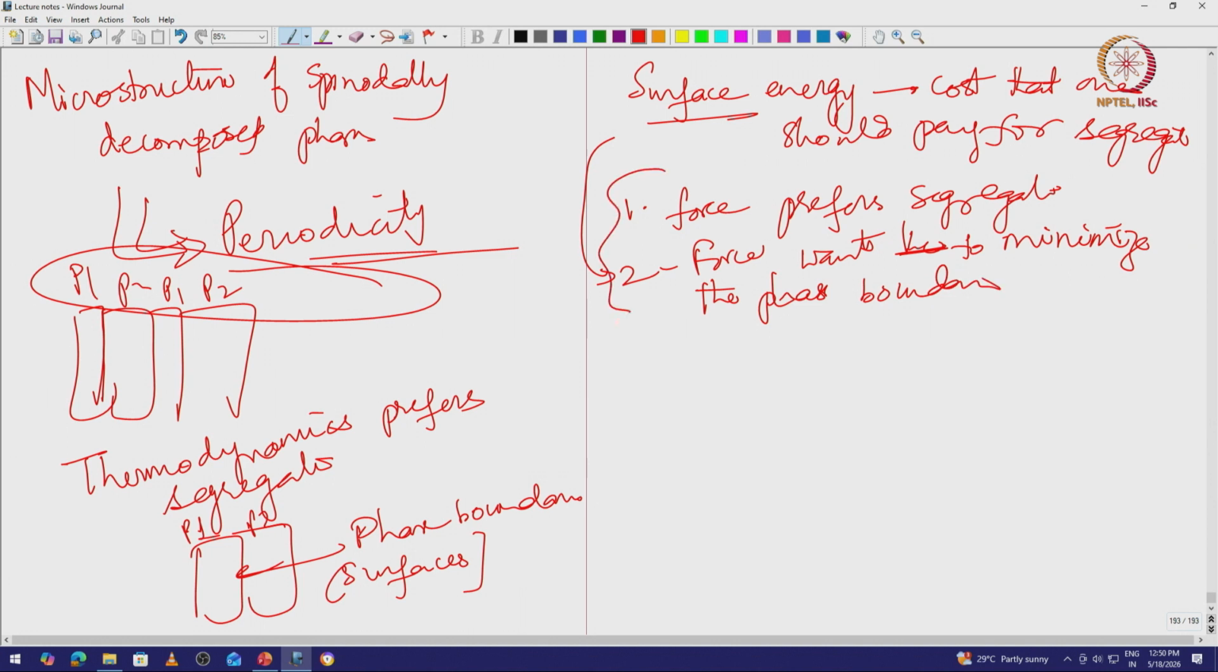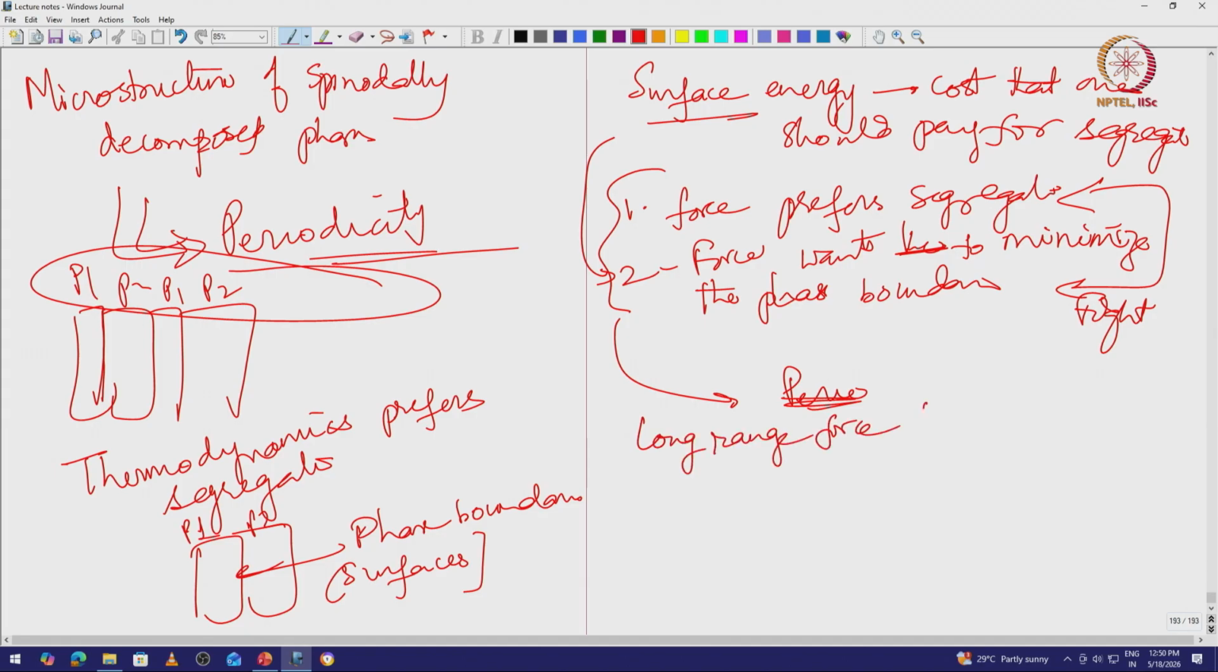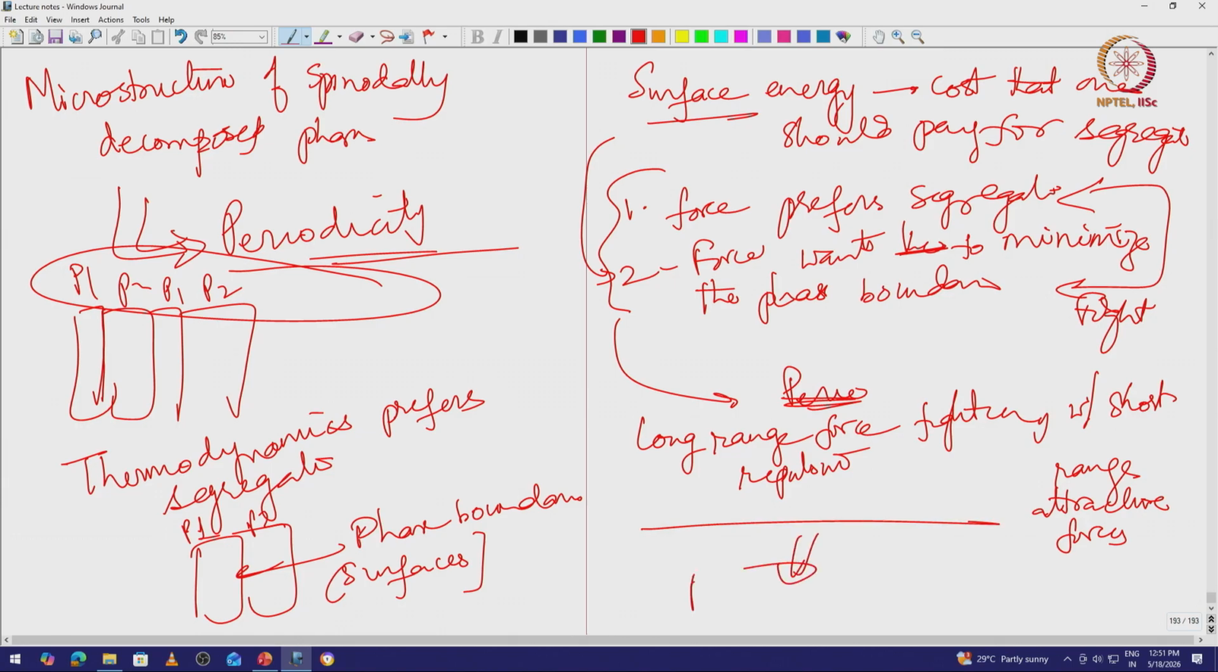Okay. The only way this can happen is to create some kind of a... so, not the only way, but these two factors fight with each other, right. And typically there is some kind of a long range repulsive force fighting with short range attractive forces. Okay. So, then what we get is some kind of a periodicity, right.